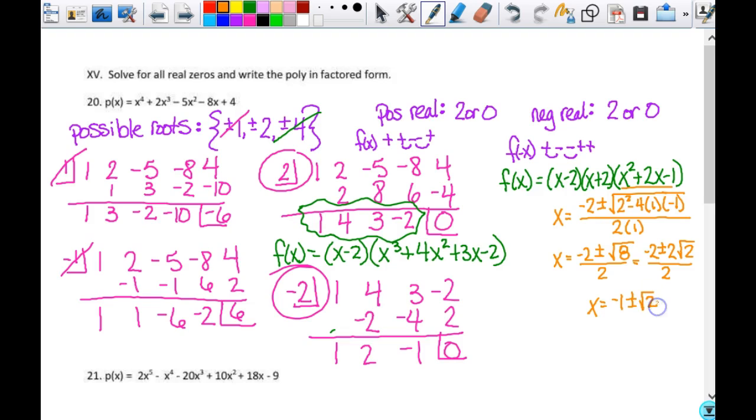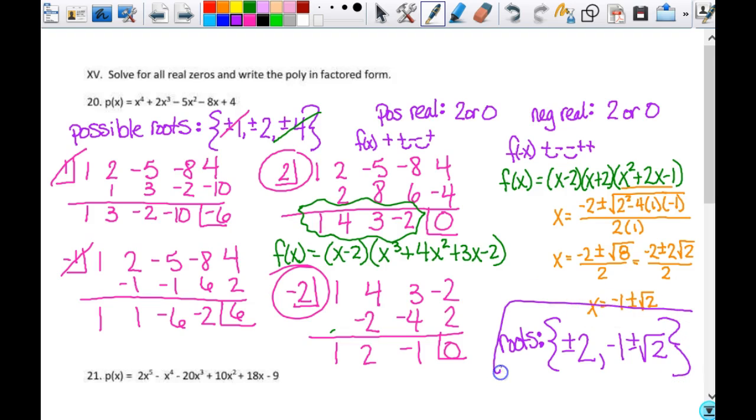root of 2. So now, my roots. My actual final answer here. I get a plus or minus 2 out of this, and I get -1 plus or minus the square root of 2. So there are my roots. And it says, write it in factored form. Here's my form, factored as it's going to get.